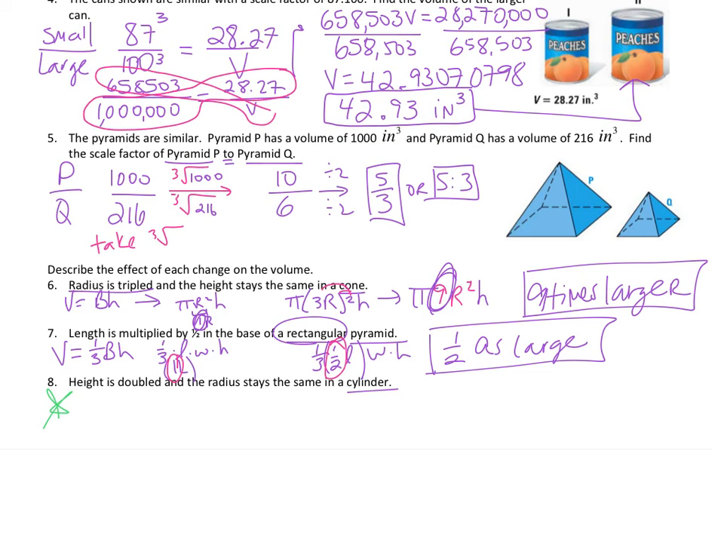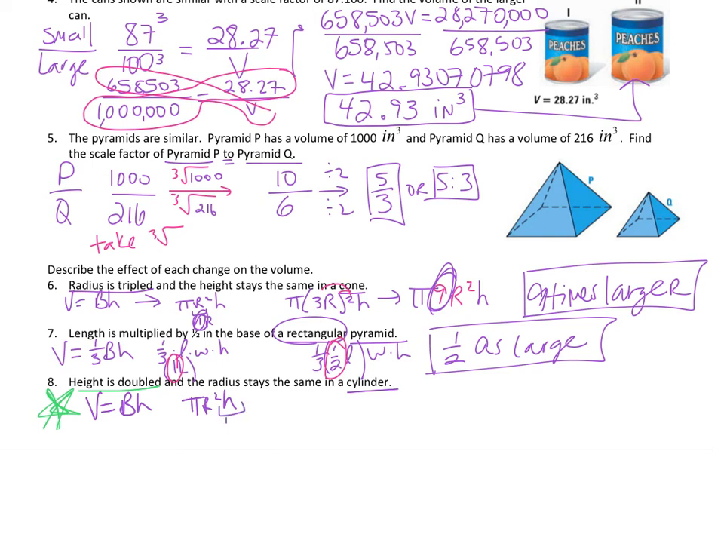If it's a cylinder, remember that you start with your B times H, and your B is pi r squared times H. So now I want you to adjust your height. Your height is being doubled, and I want you to tell me how the volume will change because of that.